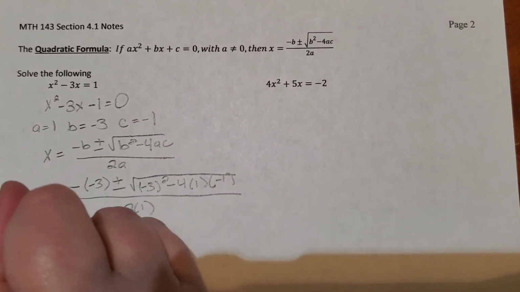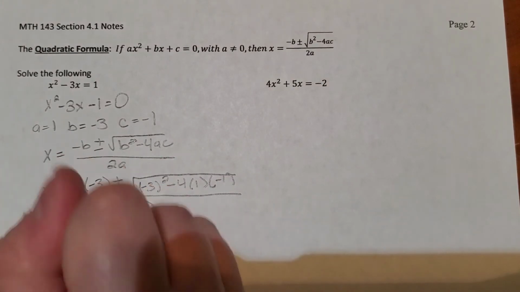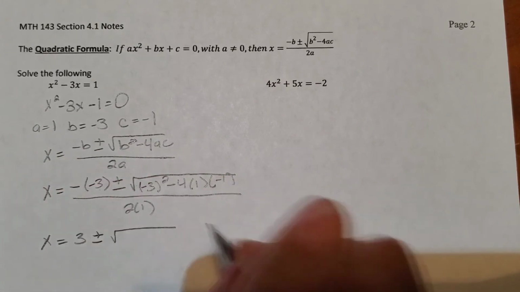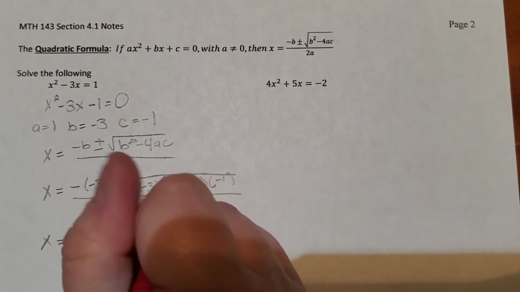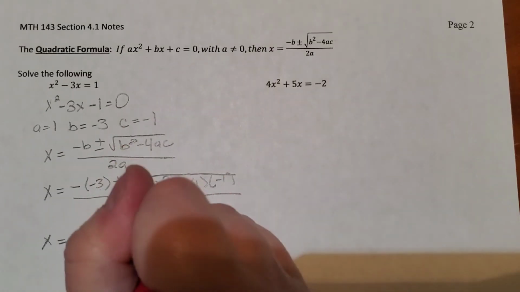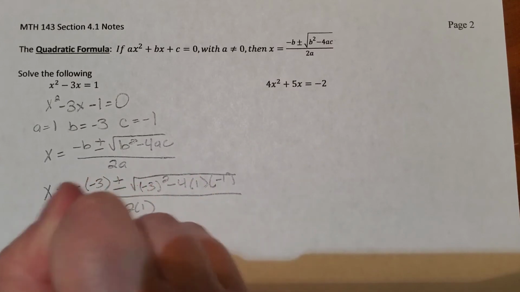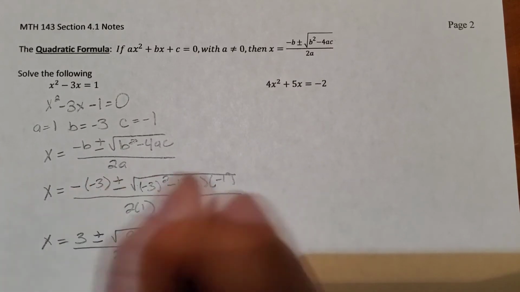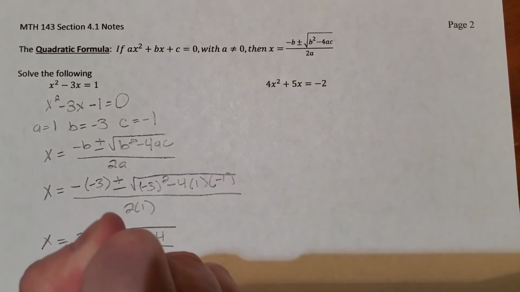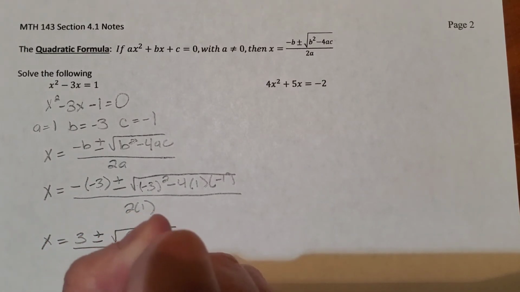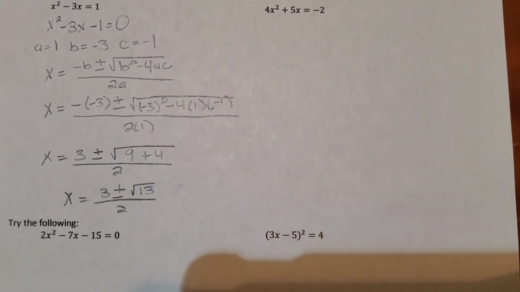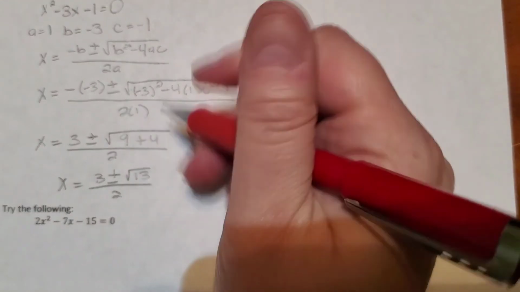And so reducing, simplifying, minus a negative gives us +3 plus or minus the square root of -3 squared is 9. And -4 times 1 times -1 gives us +4. The whole thing over 2 times 1, which is 2. And then last step, we get x is equal to 3 plus or minus the square root of 13 over 2. Now, these are your exact answers.